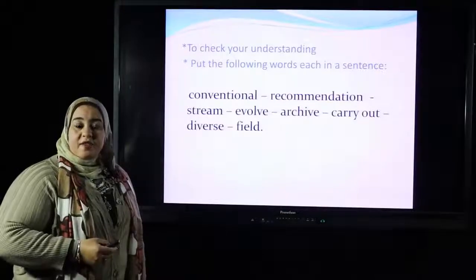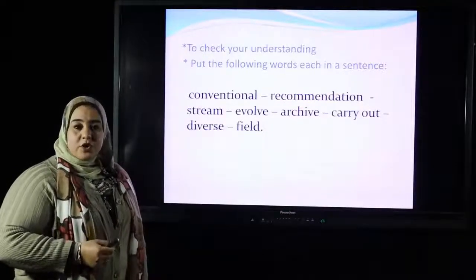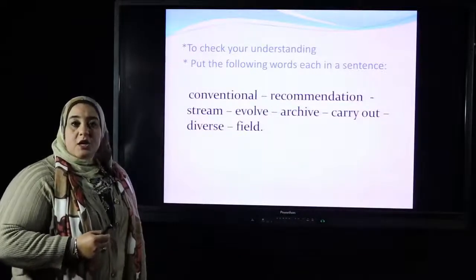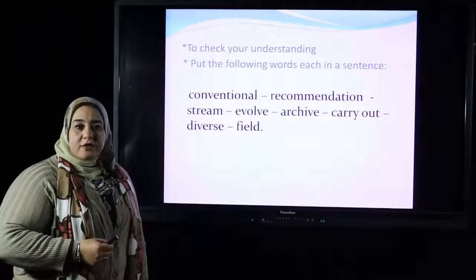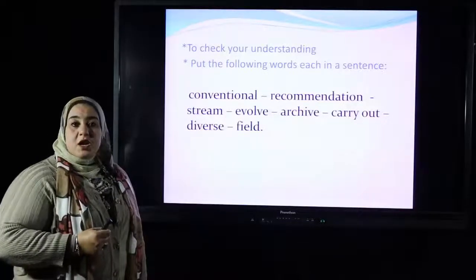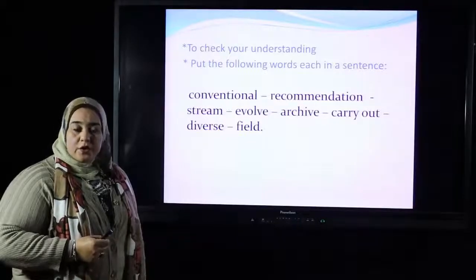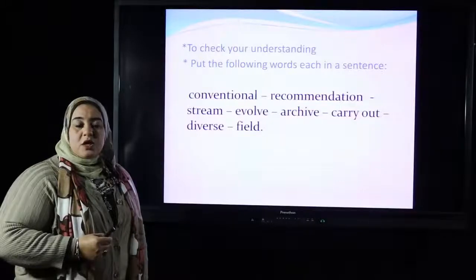By this, we have finished our text and we have explained the 15 words which are underlined for you and you have to study. You have to study them, revise them once more, and to check your understanding, try to put each word in a sentence. Create them on your own. Try not to use the book.